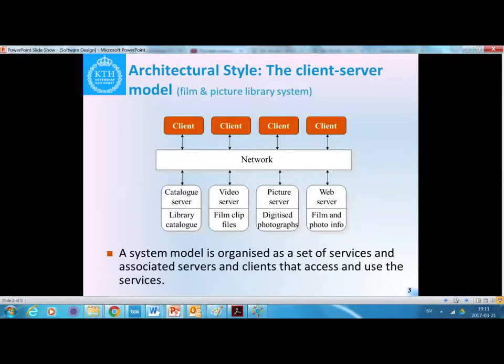We have also the client-server model, and it is organized as a set of services and associated servers and clients that access and use the services. Most of you are acquainted with that.